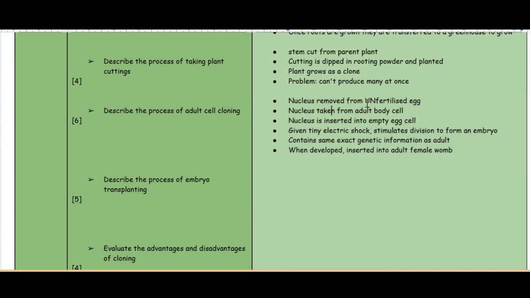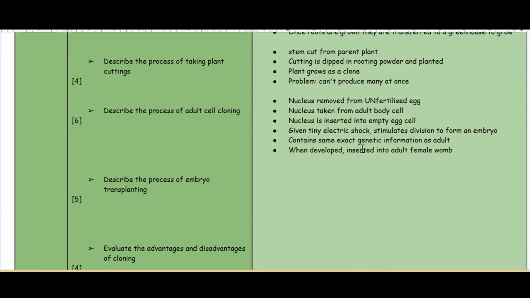So the nucleus is removed from the unfertilized egg, and the nucleus is then taken from an adult body cell. So you've got an unfertilized cell, you're taking the nucleus out, and you're then inserting a nucleus from the adult body cell, the thing that you want cloned. You then give it a tiny zap of electricity, which stimulates it to start dividing into an embryo, a clump of cells. This then contains the exact same genetic information as the adult body cell.